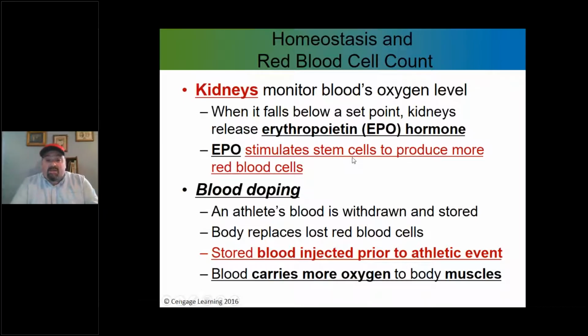This will stimulate the stem cells within the red marrow to produce more red blood cells. Now, you'll see here as far as blood doping, in the case of Armstrong and a couple of other team members, as well as pretty much any of the people who really are very competitive as far as bike racing is concerned.